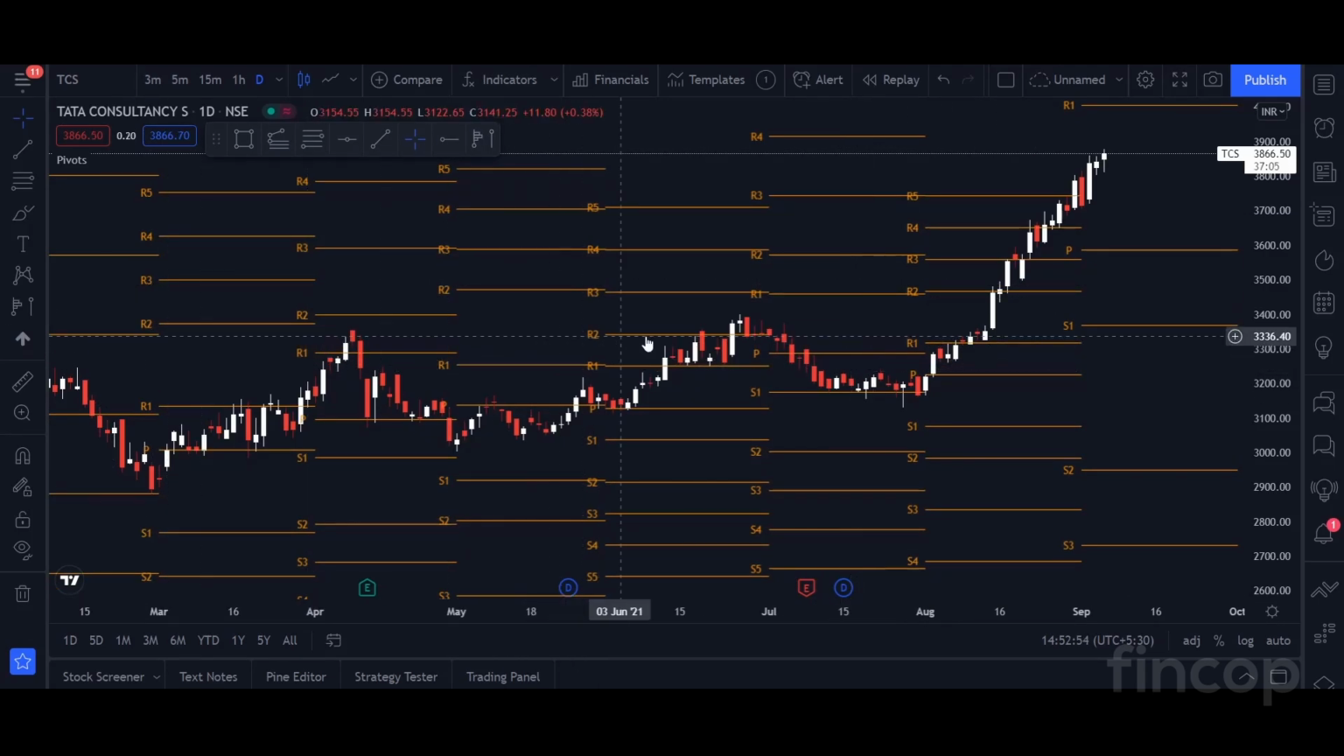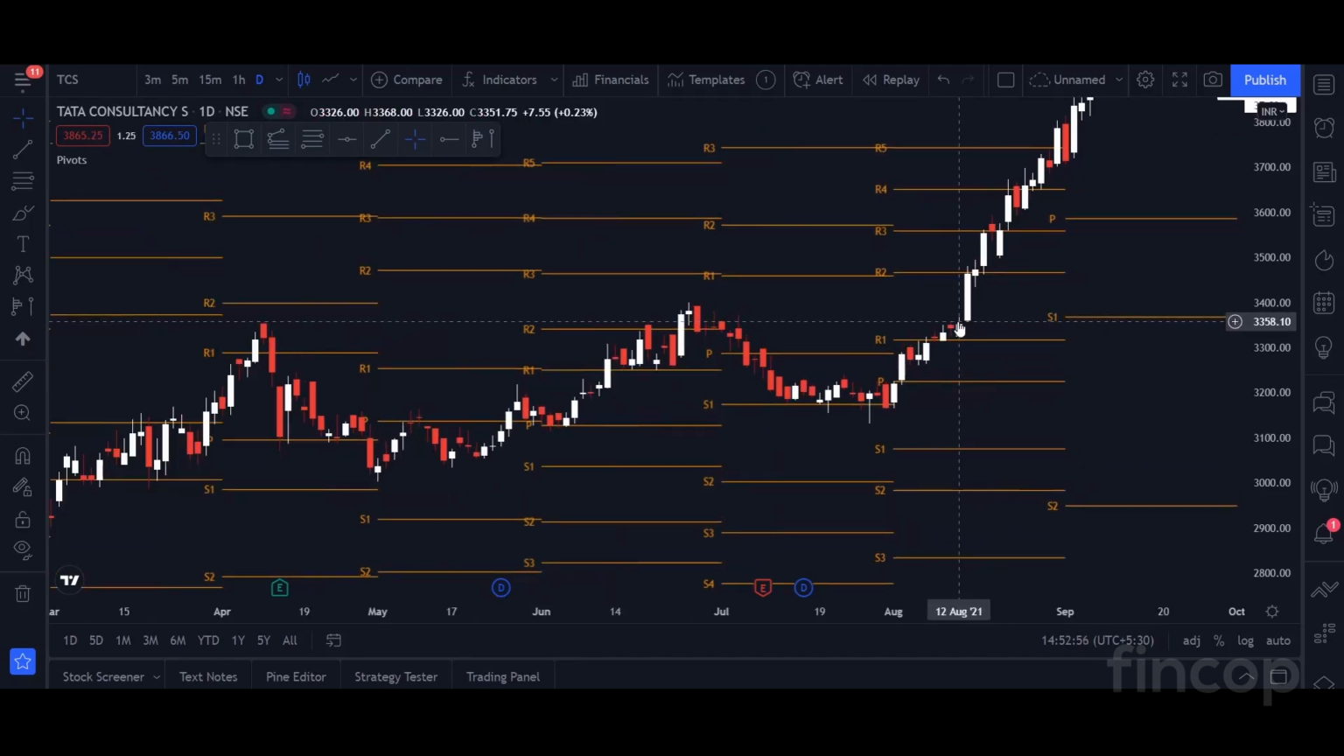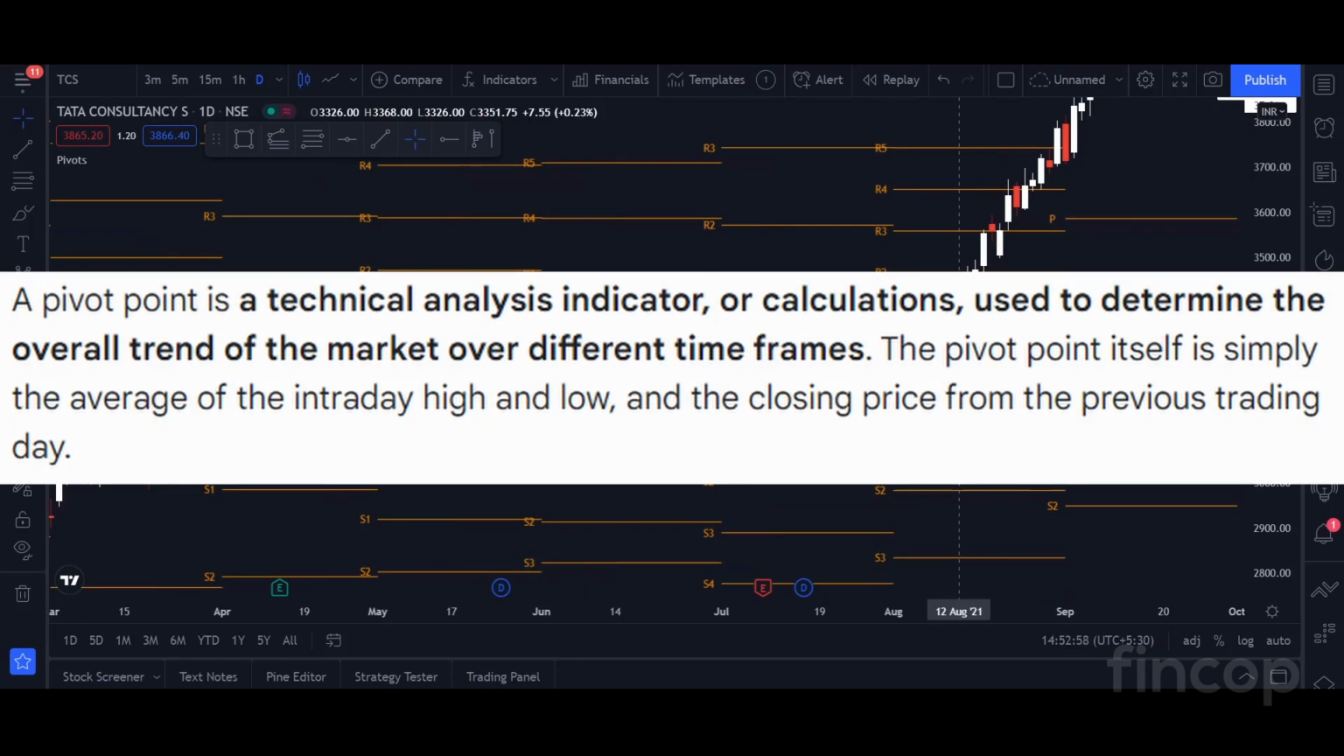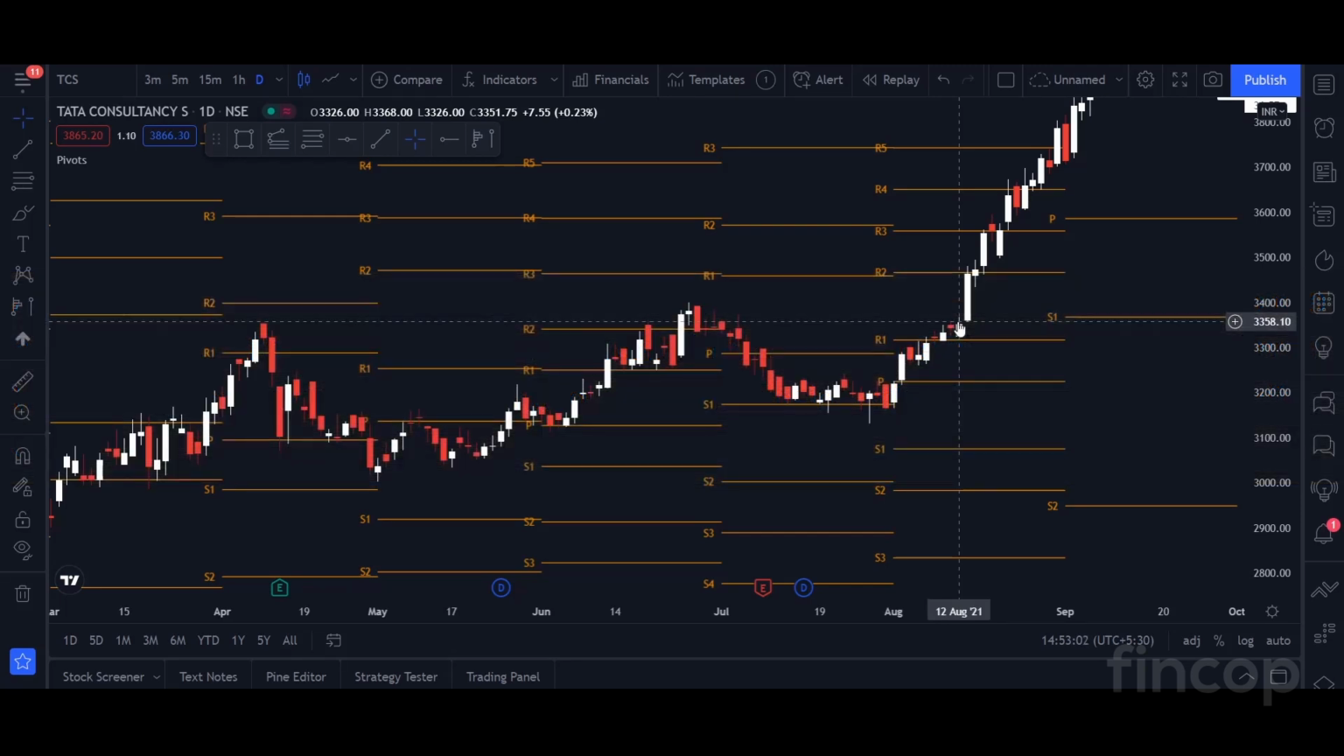So let's understand what pivot points are basically. Pivot points are the average calculations of previous trading sessions' high and lows. So for example, if I'm trading on Tuesday, the levels that have been plotted for Tuesday are the average calculations of yesterday's, that is Monday's, high and low.